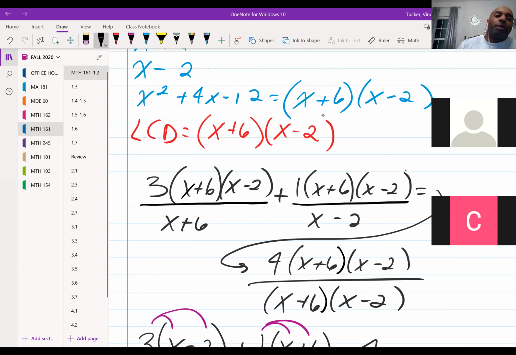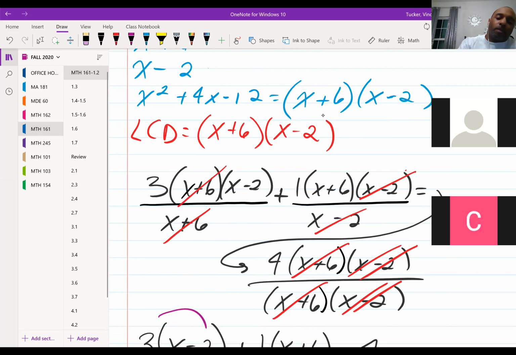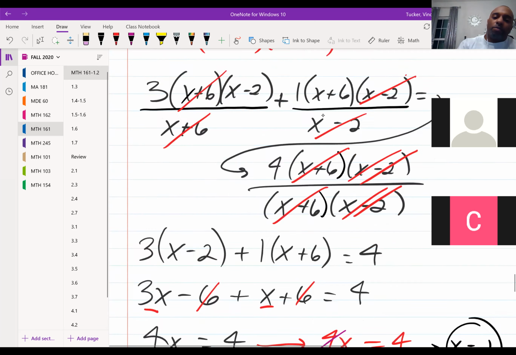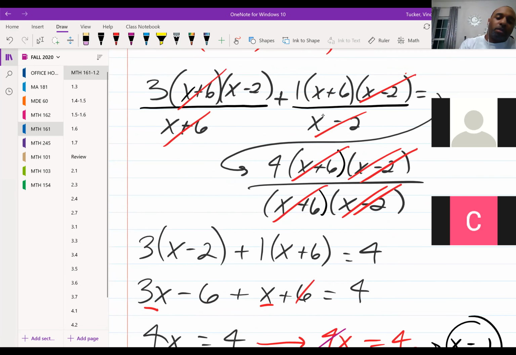All right. So from here, we can cancel. X plus 6 will cancel. X minus 2 cancels. And here, x plus 6 and x minus 2 cancel. And that leaves us with 3 times x minus 2 plus 1 times x plus 6 equal to 4.